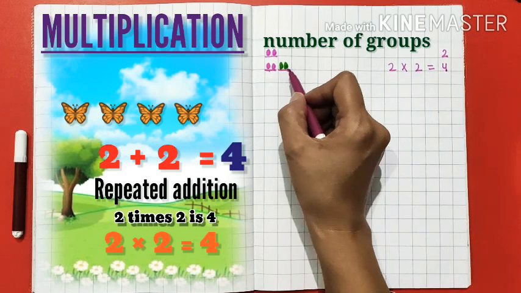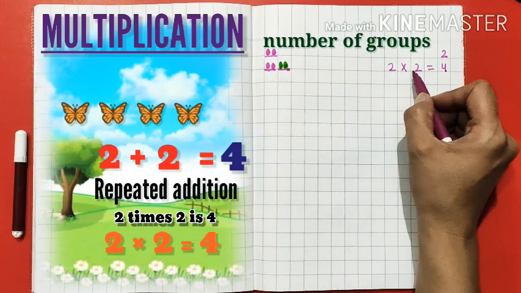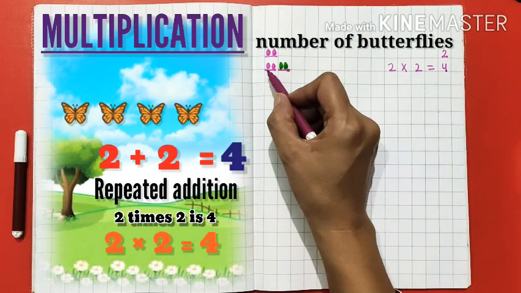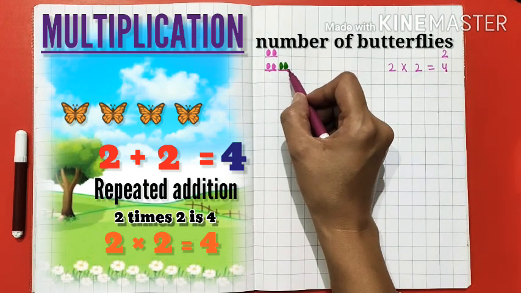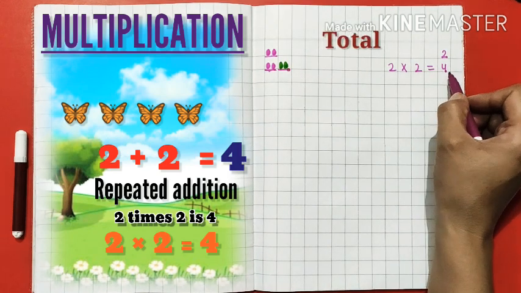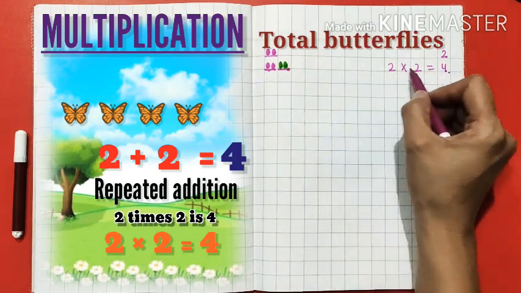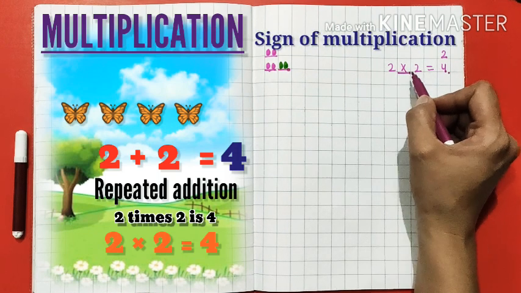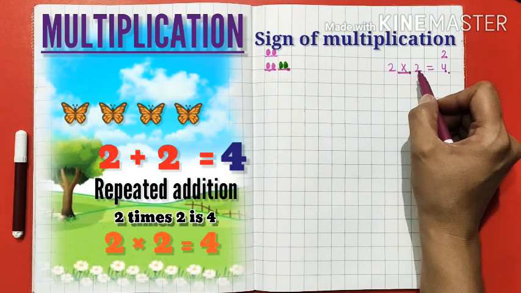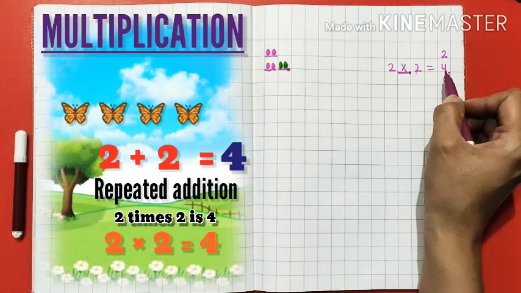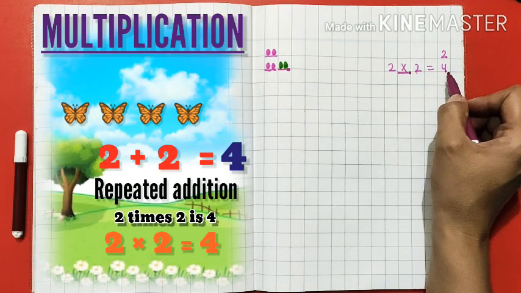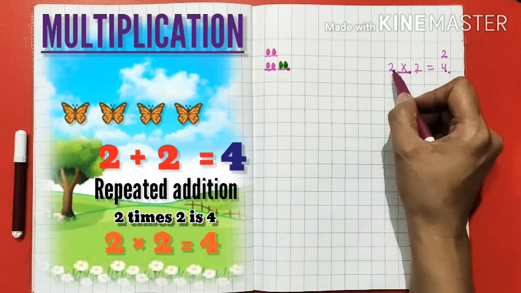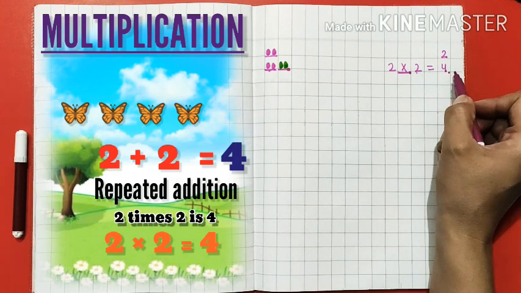How many groups we have? 2 groups. And this one is number of butterfly in each group. So we have 2 butterflies in each group. And the total butterflies 4. And what is this? This is the sign of multiplication. It can be read as 2 times 2 is 4. 2 2's are 4. 2 multiplied by 2 is 4. And 2 into 2 is 4.